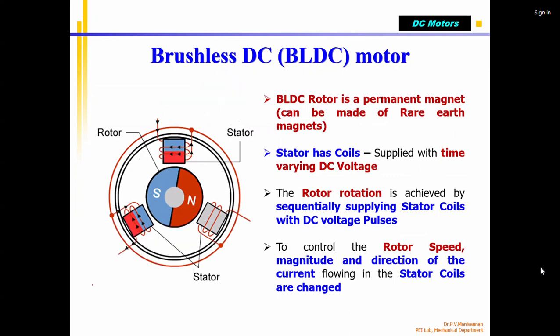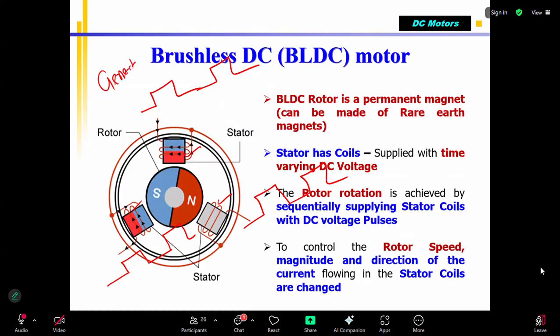The stator, which is equivalent to the field coil in a DC motor, is made of 3 coils wound on 3 stator poles, and you need to supply DC voltage sequentially to all 3 coils in a particular sequence and at a particular voltage level. That's what we already talked about, correct? So you need to generate this voltage from the battery.